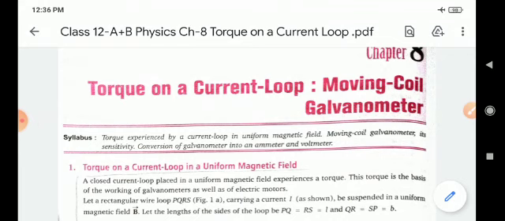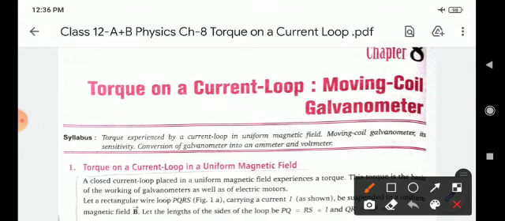What is torque? Children, what is torque? Very important part. What is torque on a current loop in a uniform magnetic field? So first I will discuss torque. The turning effect of a body about an axis is due to the moment of force or torque applied on the body. It is called the torque.